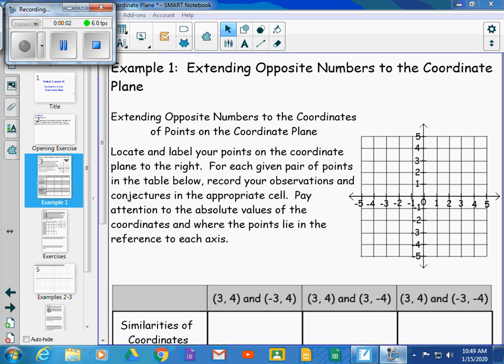Now we're going to go to example number 1. We're going to take some of those ideas that we used in the opening exercise. We're going to apply that language of opposites and absolute value to compare coordinates and points on the coordinate plane.